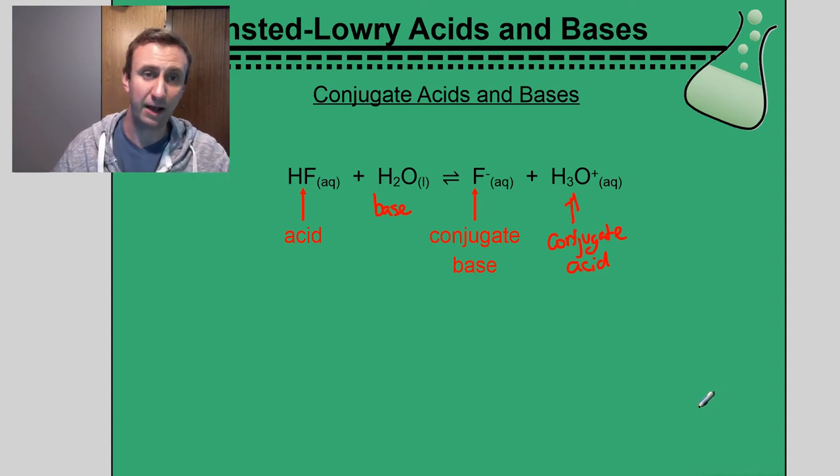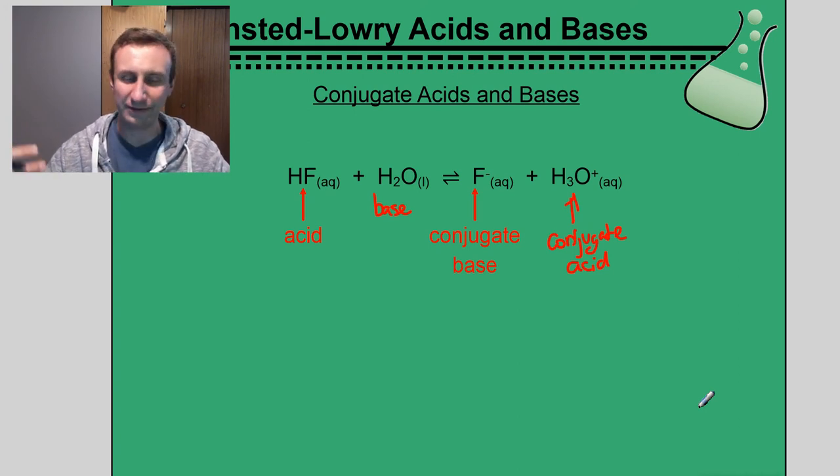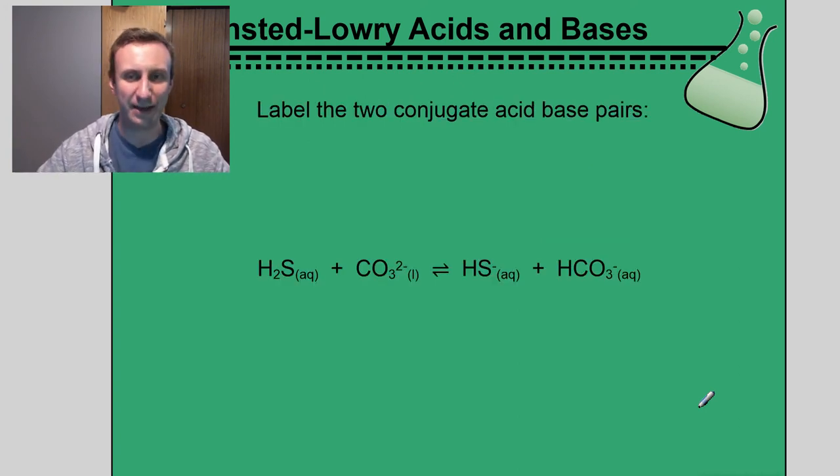So that's kind of how this works, and this is actually really nice and easy. I feel like this concept is a nice break because it's really easy to see the acids and the bases and then the conjugate acid-base pairs. So here's another question. Take a moment, see if you can label the acid, the base, the conjugate acid, the conjugate base, and then draw a line to connect the two pairs.